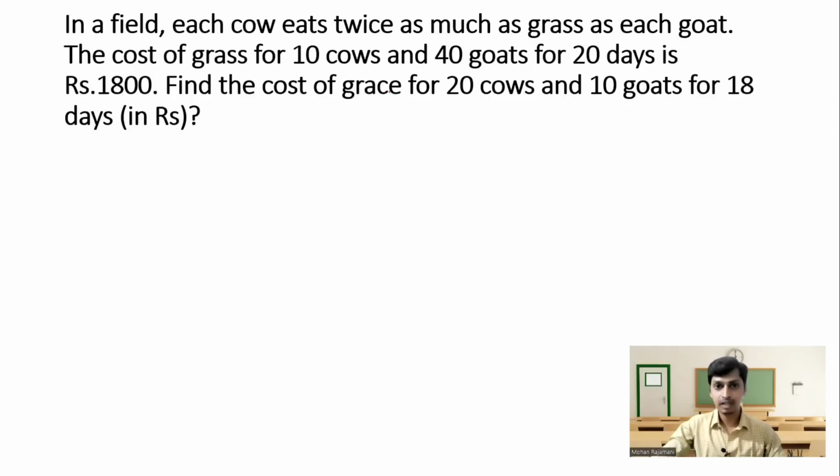Find the cost of grass for 20 cows and 10 goats for 18 days in rupees. So this question is based on time and work, right? We have discussed time and work problems a sufficient number of times, but this concept base is very important because this kind of question often repeats in Infosys. So what is the concept base?